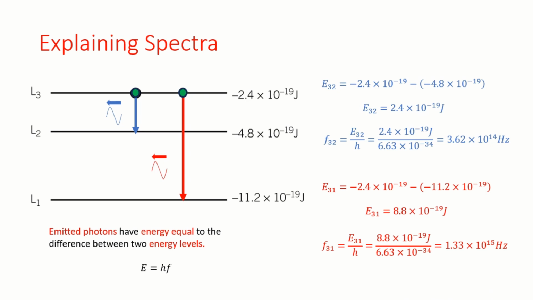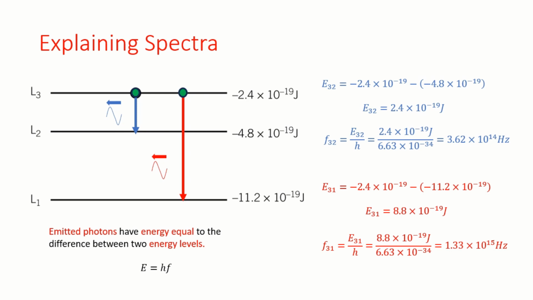which is going to give us a higher frequency because it has a higher energy, of 1.33 times 10 to the 15 hertz. Now, as I've said, there are multiple transitions here. However, this would explain the origin of two of the lines within the emission spectrum of this particular element. And these numbers here are made up, so it's not a specific element we're looking at here.